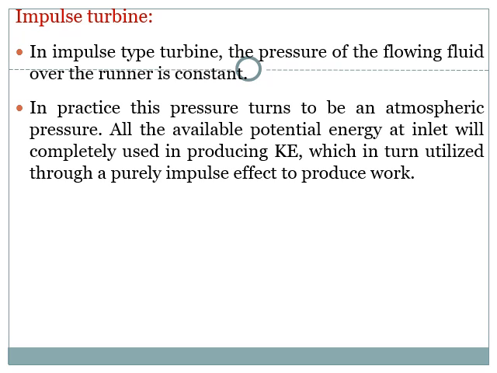All the available potential energy at the inlet is completely used in producing kinetic energy, which in turn is utilized for the purely impulse effect to produce work. So while water is flowing through the runner, the pressure remains constant. Whatever kinetic energy is available as it exits from the nozzle is completely utilized by the runner, and that gets converted to mechanical work.